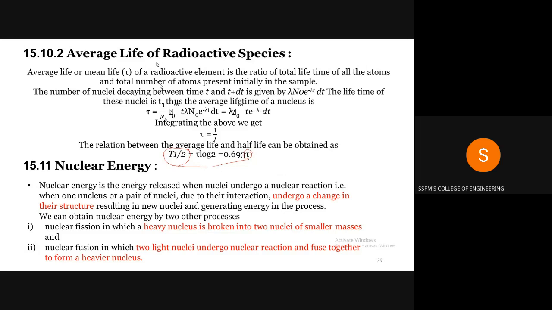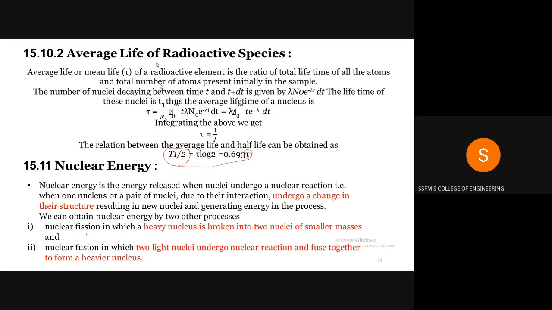Then the concept of nuclear energy. We have seen nuclear force; now we are discussing nuclear energy. Nuclear energy is the energy released when nuclei undergo a nuclear reaction. That is, when one nucleus or a pair of nuclei, due to their interaction, undergo a change in their structure, resulting in a new nucleus and generating energy in the process. We can obtain nuclear energy by two processes, that is nuclear fission and nuclear fusion.